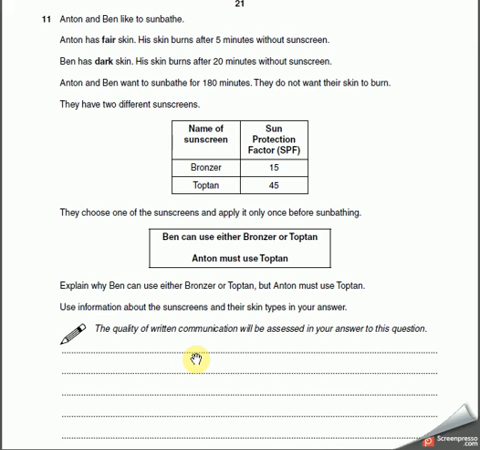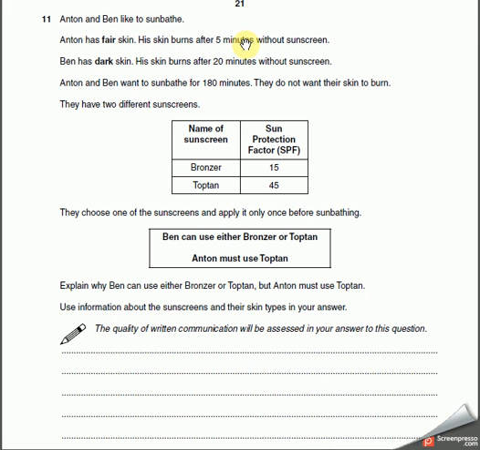Now, lighter skin, you need to remember, burns a lot easier than darker skin. So the first thing that you've got to talk about is explain why. Let's answer these questions in order. Explain why Ben can either use bronzer or top tan, but Anton must use top tan. Let's just deal with Anton first.